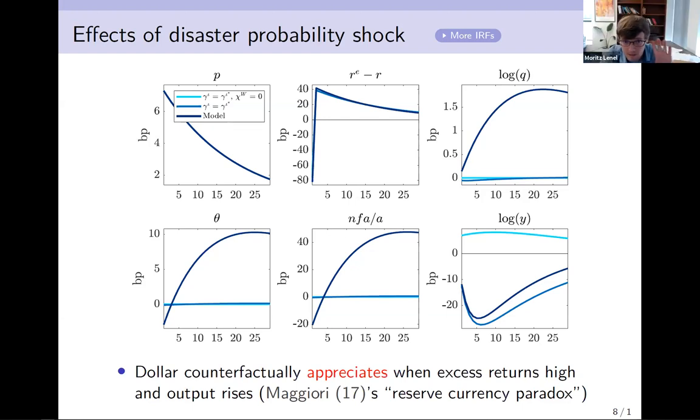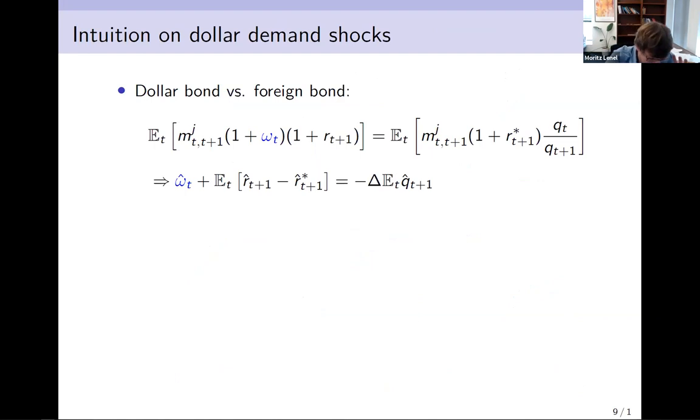Okay, so this is key to understand both why the shock doesn't get things right and where the reserve currency paradox is coming from. And now I want to go to the dollar demand shocks and talk about why these dollar demand shocks will get the right co-movements, and we're going to see these co-movements also in the impulse responses. To do so, it's useful to look at three first order conditions of an investor in our model.